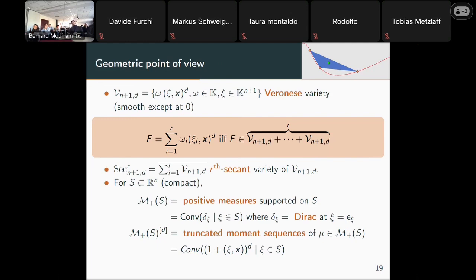So these are Dirac measures or evaluations, which are linear functionals. So we are living in the dual space to the ring of polynomials. And we take here the convex hull of these evaluations. As usual, you take the convex combination of points in the set. Finite, you can take the finite combination.